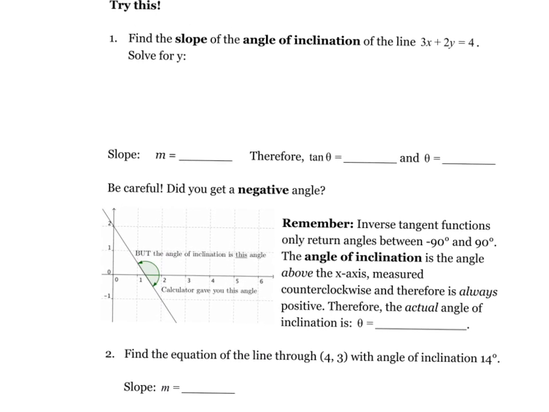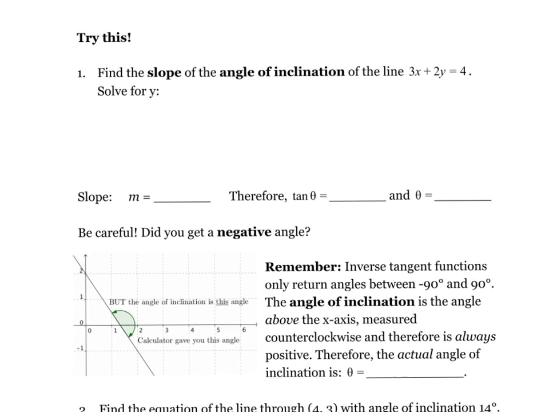So here we have some examples to do. We want to find the slope and the angle of inclination of the line 3x plus 2y equals 4. So let's do a little work on, oops, I don't want to use that color. How about blue? I like blue. We have 3x plus 2y equals 4.